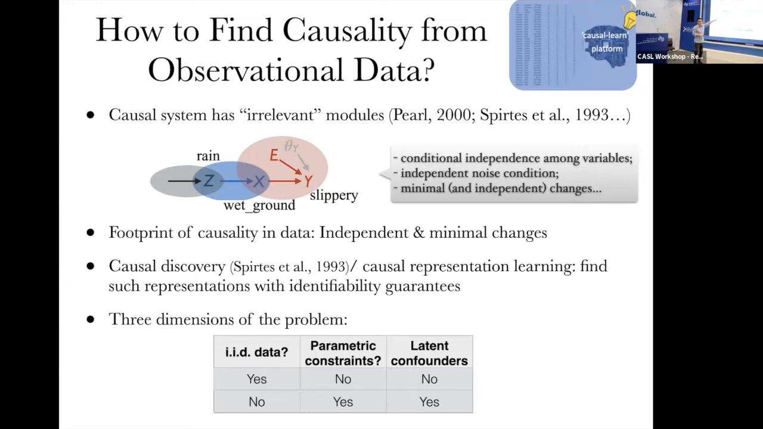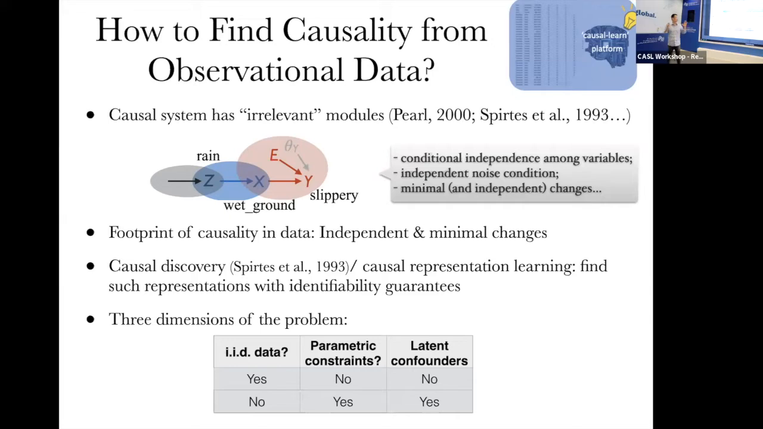By modularity, I mean the following thing. We have a causal system right here. Even if all those variables, including rain, wet ground, slippery, are dependent, actually we have separate, irrelevant modules. Those modules are not related to each other. One module generates rain. The second module generates wet ground from rain. The third one generates slippery from wet ground, and so on. So those modules do not share parameters. They are completely irrelevant. We can change one without changing any other if they change independently, right?